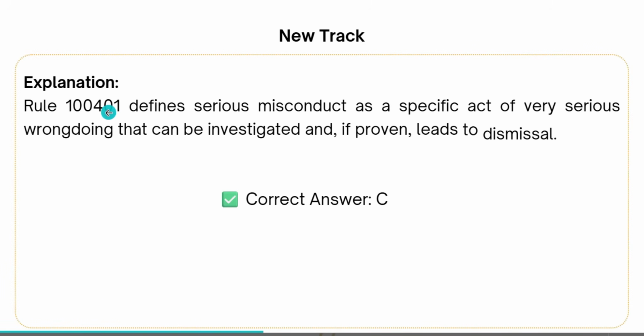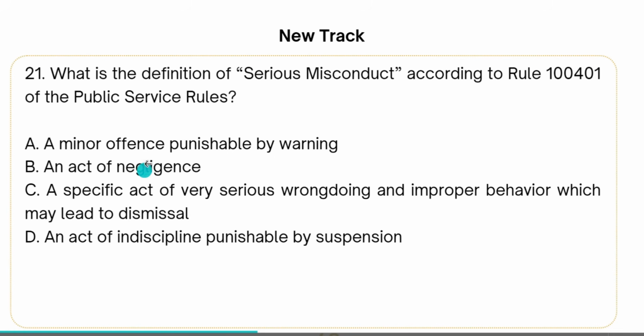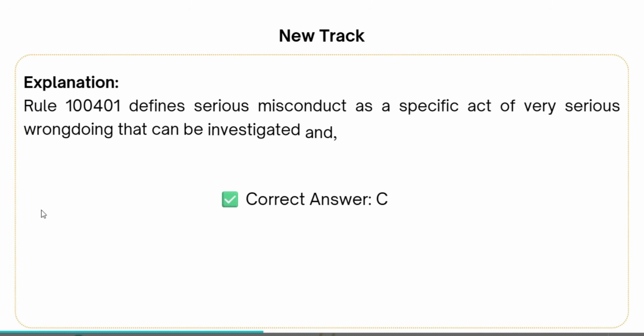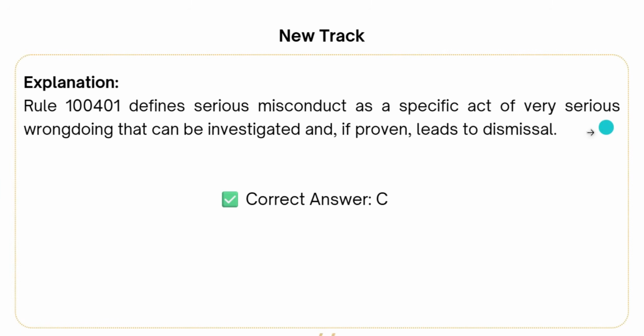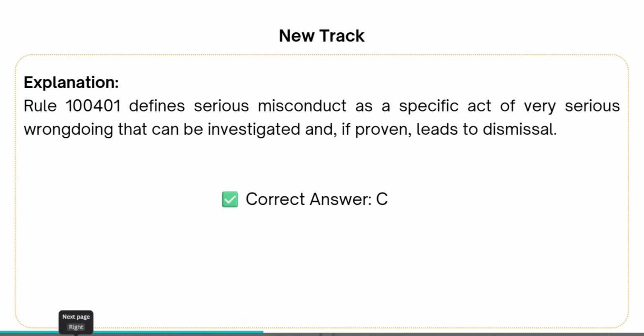The right option is option C, which says a specific act of very serious wrongdoing and improper behavior which may lead to dismissal. So the right option is option C. PSR 100401 defines serious misconduct as a specific act of very serious wrongdoing that can be investigated and, if proven, can lead to dismissal.